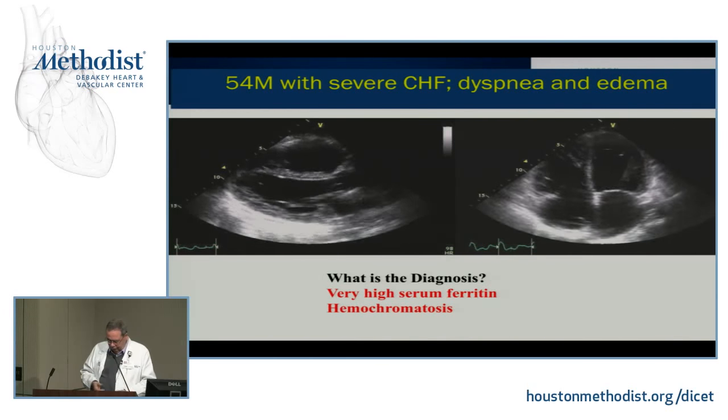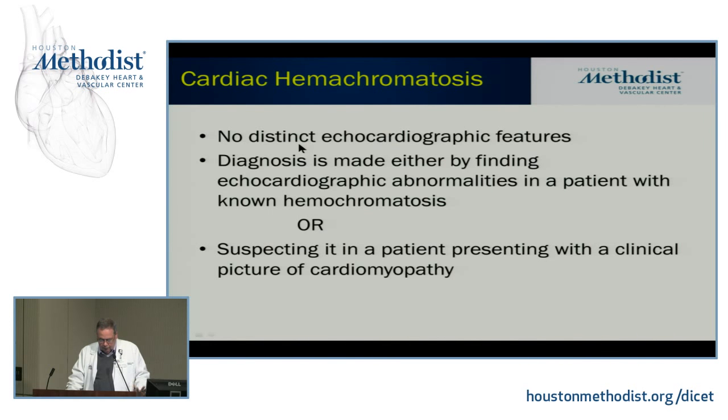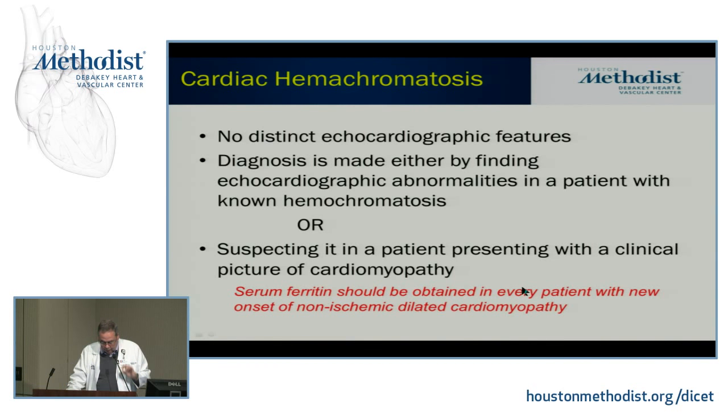So once you have a ferritin that is sky high, then you know what the patient has, right? Hemochromatosis. So another disease that has no distinct echo features is made by either finding echo abnormalities in someone already known to have hemochromatosis or suspecting it in a patient presenting de novo. And that's why I think a serum ferritin should be one of our list of labs that we do in anybody coming for the first time with a cardiomyopathy looking ventricle. It's a cheap, very simple test, and if somebody has hemochromatosis, they ain't going to have a borderline ferritin.